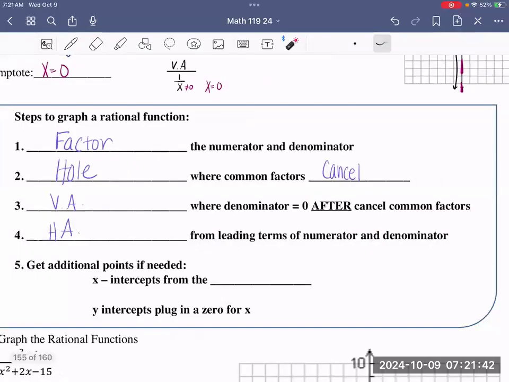Now, lastly, you do want to get some additional points. You want to be aware of your x-intercepts if you have them, or your y-intercepts if you have them. If you are looking for your x-intercepts, we're going to be looking at the numerator, and this would be the numerator of your simplified version. And for your y-intercept, you can plug in a 0, and typically you want to do this into, again, your simplified form.